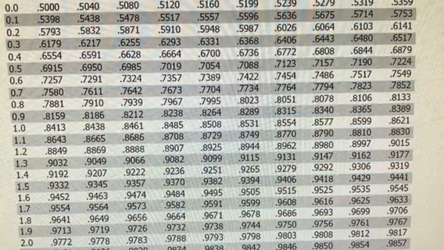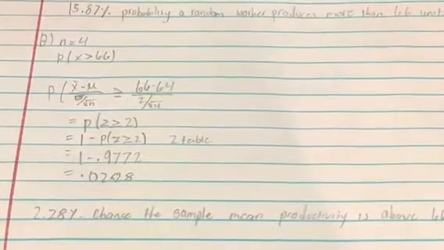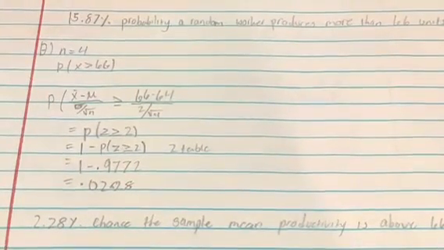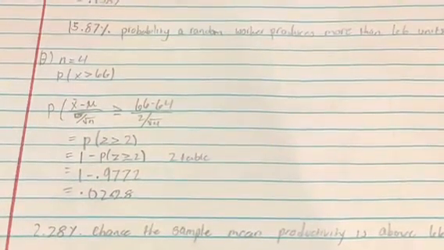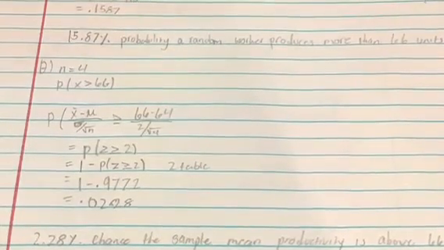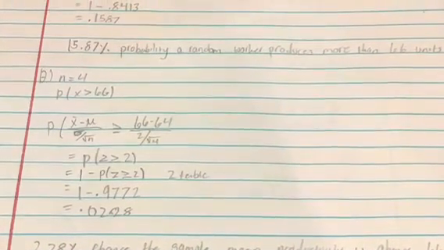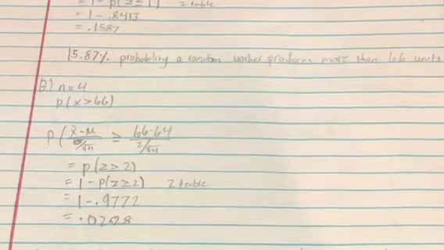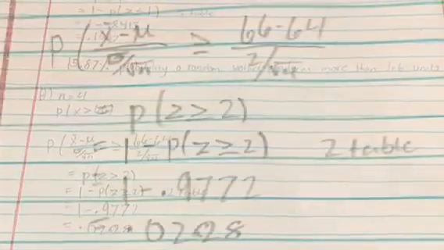When calculating, we have to look at the z-table for when z is equal to 1, which gives us a value of 0.8413, leaving us with a 0.1587 or 15.87% chance a randomly selected worker produces more than 66 units.